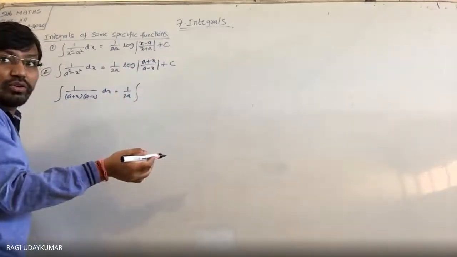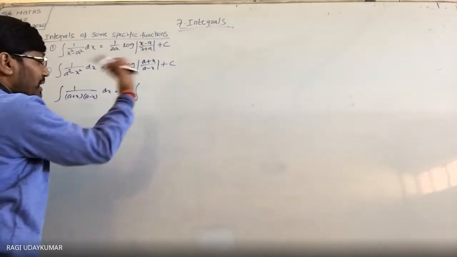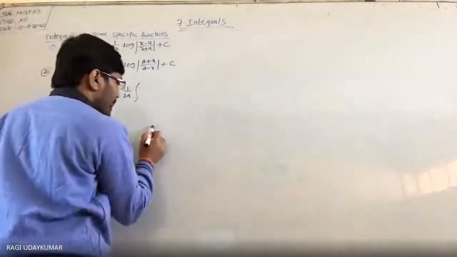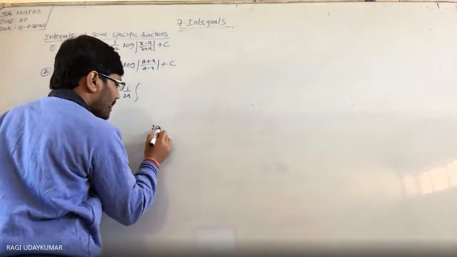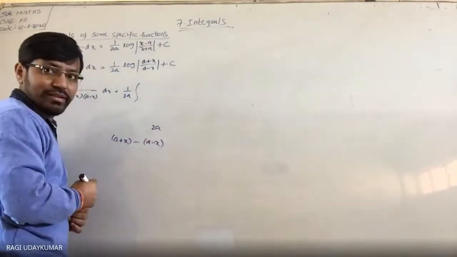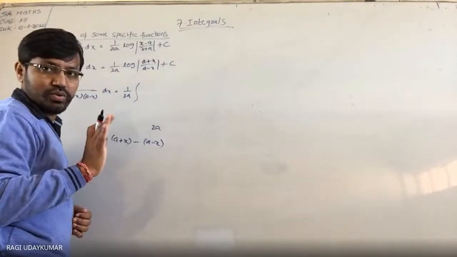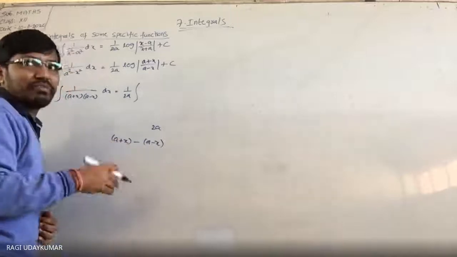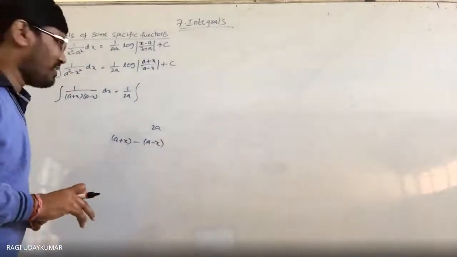2a आना है तो न्यूमरेटर में क्या लिखना है? a आना है. ये भी याद रख सकते हैं. 2a. So 2a आना है तो a plus x minus a minus x. 2a आएगा? No. This is 2a में आएगा. 2x आ जाएगा. a plus x by a minus x if you are taking into consideration. Okay?